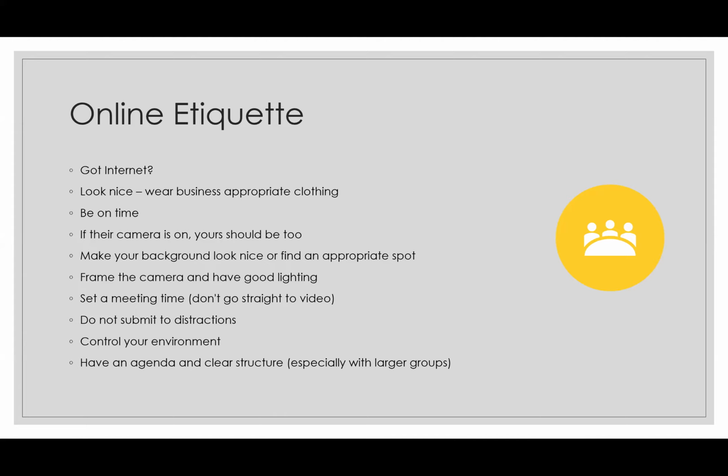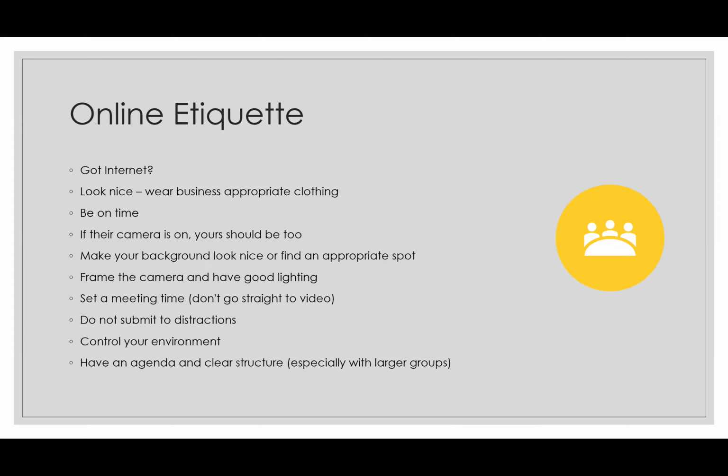Frame the camera and have good lighting. So I mentioned about the lighting before, but framing the camera means making sure that you are stage center, front and center with your camera and your laptop. You're not too close, you're not too far away, you're at a happy medium distance, and your face is in the center of the screen. It's not in the corners, it's not off to the side where we can only see half of your face. Make sure you position yourself appropriately.